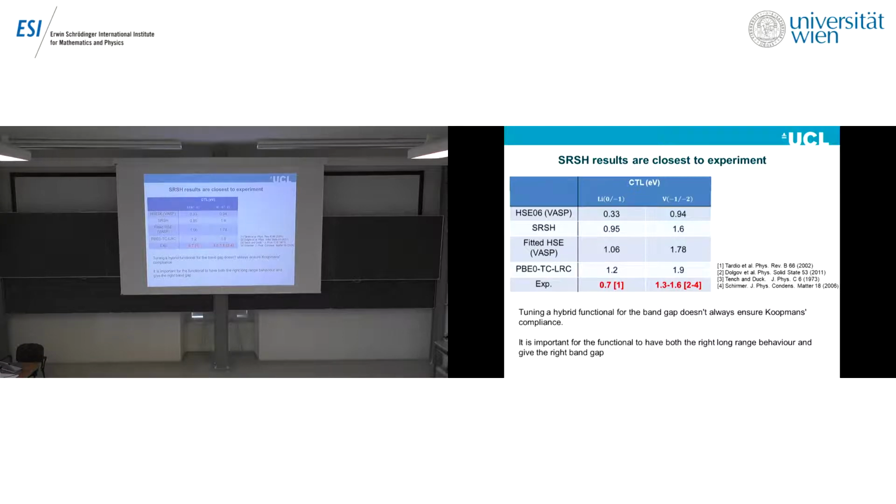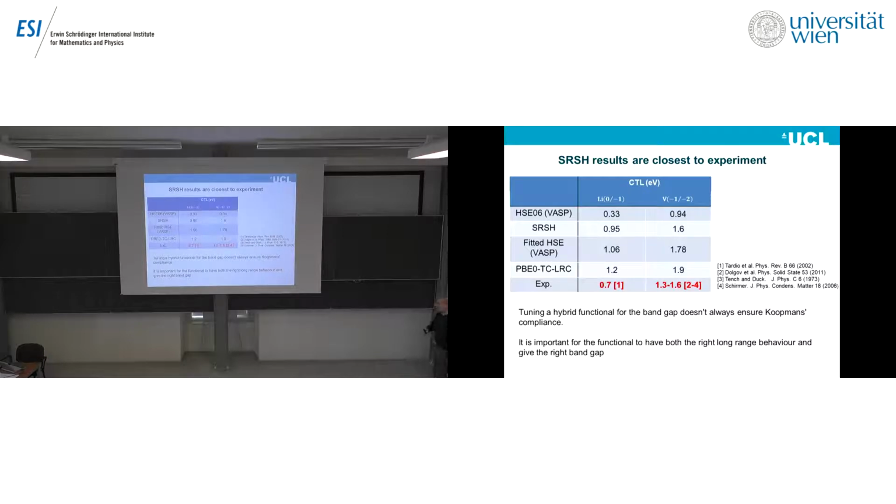So from experiment, we know that trapping energies are in this range. HSE06 gives 0.9, and the range-separated hybrid is more or less in agreement with experiment. Fitted HSE is overshooting, as well as PBE0. So that means that, from this limited data on these several hole centers, we can conclude that, on one hand, tuning a hybrid functional in order to satisfy Koopmans' compliance and band gap is in many cases impossible. You cannot satisfy both. So usually, if you want to deal with polarons, you need to go for Koopmans' compliance. And then it's important that the functional has both long-range and short-range exchange in it, because range-separated hybrids seem to behave better than other functionals.